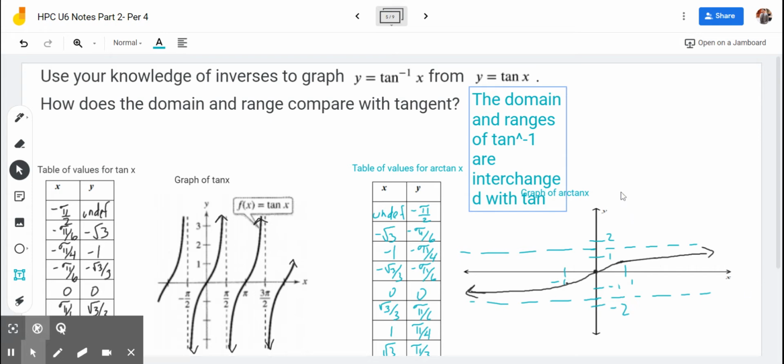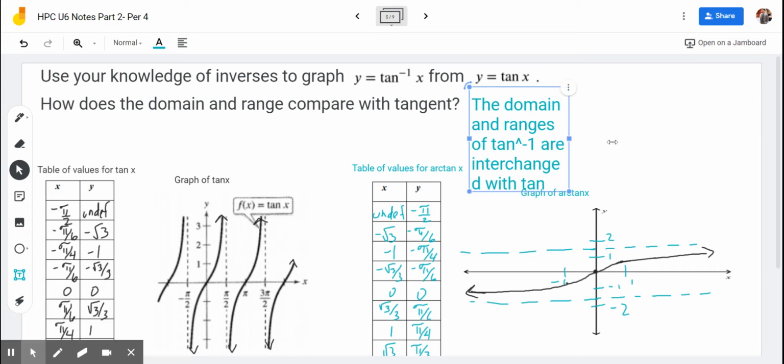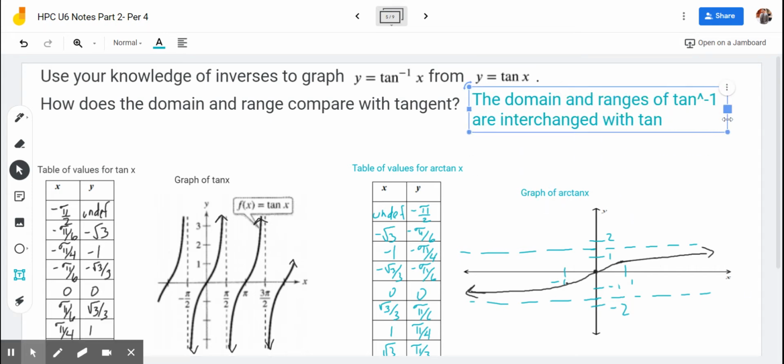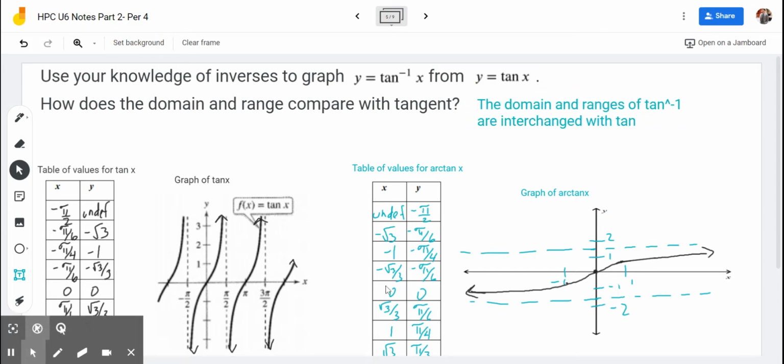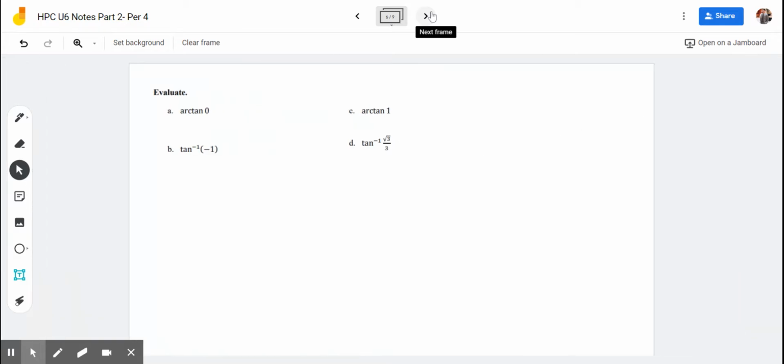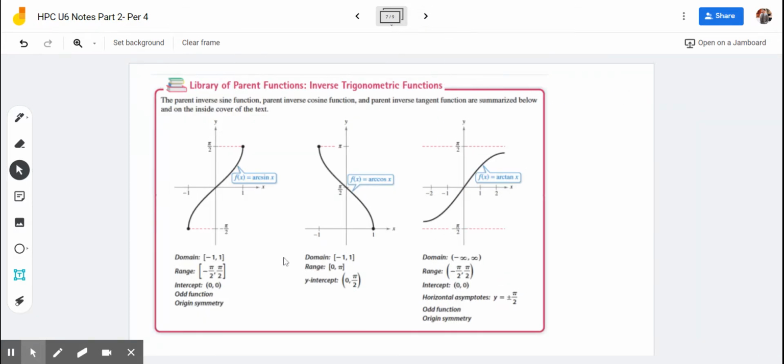So that's our summary of the tan inverse or inverse tangent function. And if we look at, I think it's slide 7, this goes over all of the major characteristics as well.